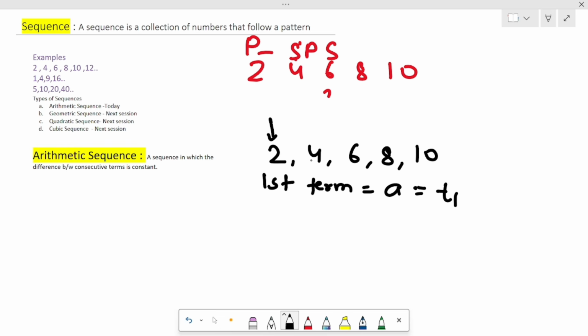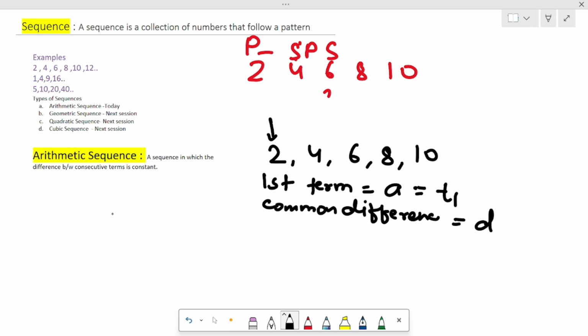And if you see the difference, we call it here common difference. The difference which is always constant in the sequence, we call it an arithmetic sequence, and the difference is called the common difference. Sometimes we call it CD, a short form of common difference, which is denoted by D. So we have the first term and we have D.